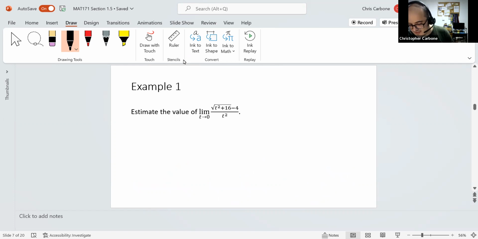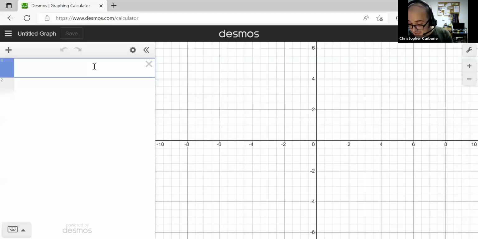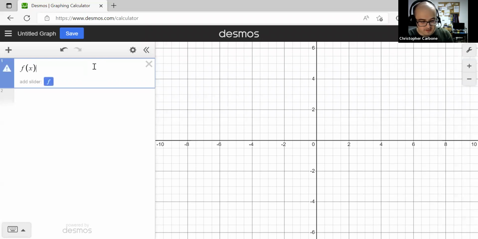So with that being said, let's try to estimate the value of this limit as t approaches 0 of (the square root of t squared plus 16 minus 4) divided by t squared. While we can sit here, make a table, and so on and so forth, it's usually nice to specifically look at the graph. So let me pull this up, type in a function, and then we can make our graph from that.